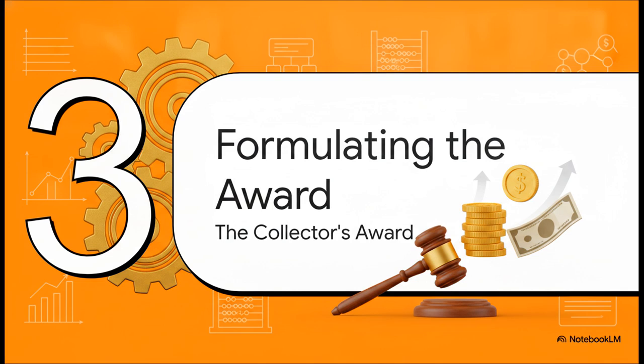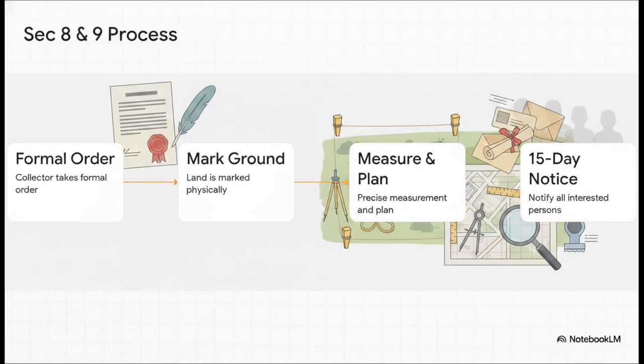Part 3. Formulating the collector's award. The declaration is out there, so now we shift gears from legal theory into hard, concrete numbers. Under Sections 8 and 9, the declaration gets translated into actual physical measurements and formal notices. First up, the collector takes the formal order. Second, the land is physically marked out on the ground. Third, precise measurements are taken and a master plan is generated.